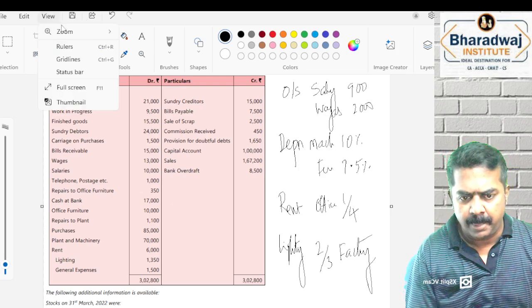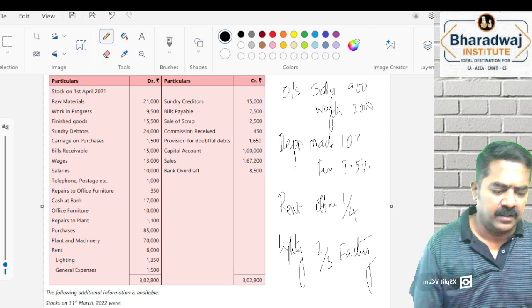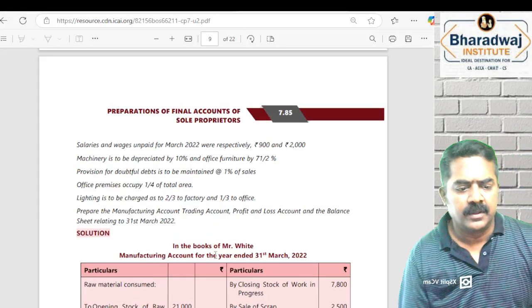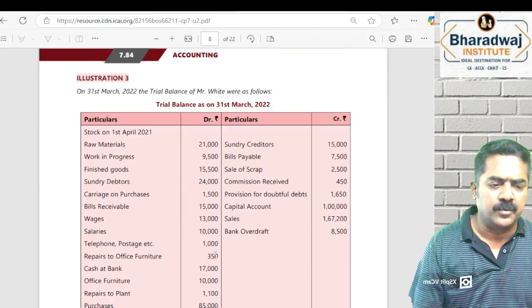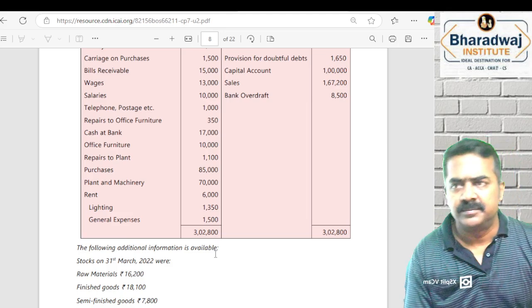The sale of scrap will be combined. You can assume either way. You can assume it like this. Sale of scrap is generally related to which one? Sale of scrap is generally related to by-product.